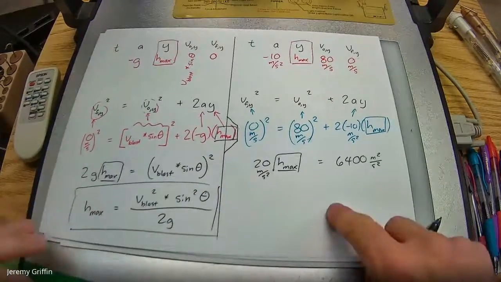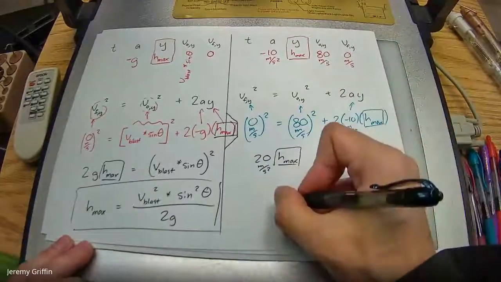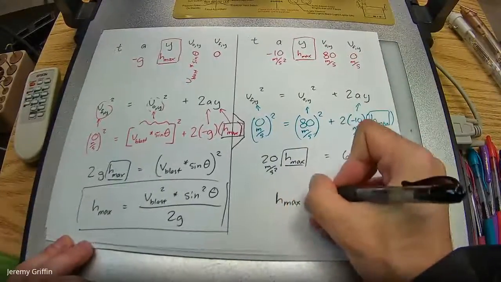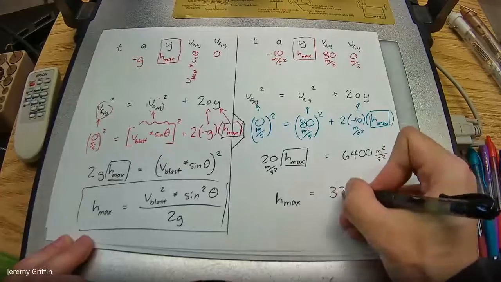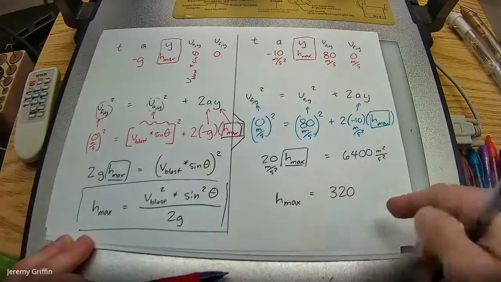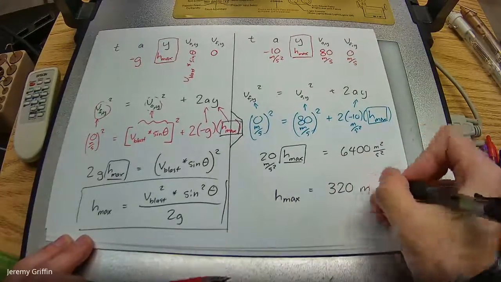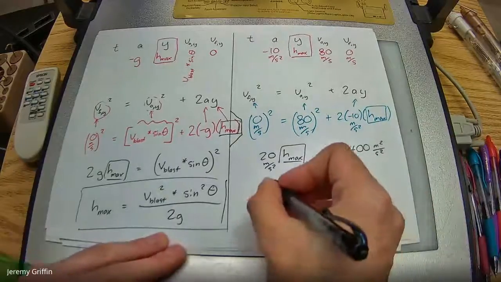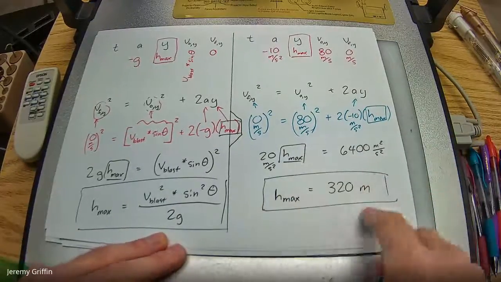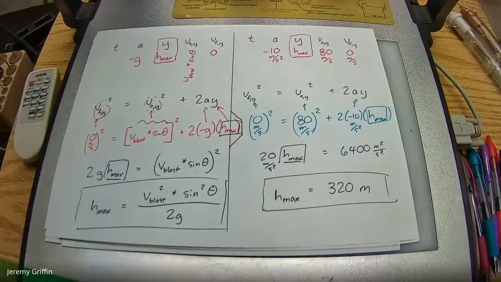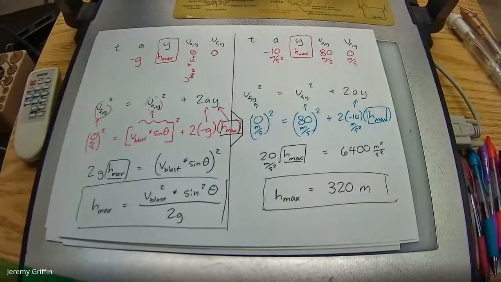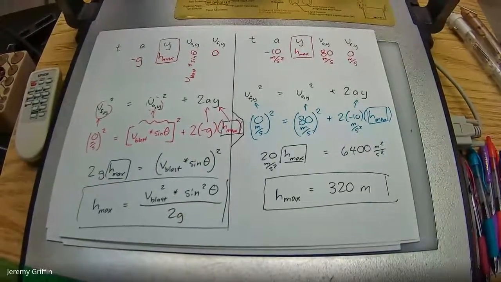Then over here, if I divide this by 20, it gives me h max is, okay, the number is 320. The units, all the seconds cancel. One of the meters is left behind. Some number of meters, which is definitely good because meters measures height. So feels all right. You guys all right so far?